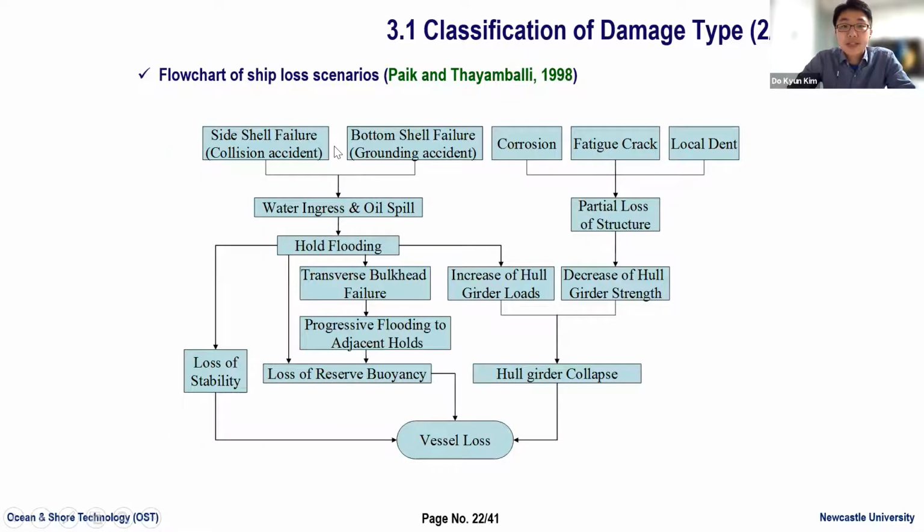Basically, this is the vessel loss scenarios, and there are so many factors, but at the same time, it is a combined and complex phenomenon. You can see this flow chart: side shell failure, like due to the collision accident, and bottom shell failure, which we call the grounding accident. Of course, oil spill or water ingress will be happening at the same time. As time goes by, this vessel will be aged, so corrosion, fatigue, cracking, and localized bend should be considered together. So this might be considered as the vessel loss scenarios.